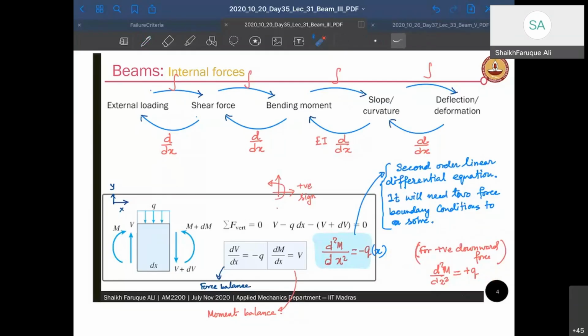So if you look at this equation now, this is a second order differential equation, and M is the bending moment. It's not a moment acting on the surface, it's a bending moment. And Q of x is a distributed load at the top of the beam, a transverse distributed load. It's a second order equation, and therefore it will need two boundary conditions to solve. It will need two force boundary conditions, in the sense either moment or force. Either of them will be known to you. So let's look at the boundary conditions that we get.